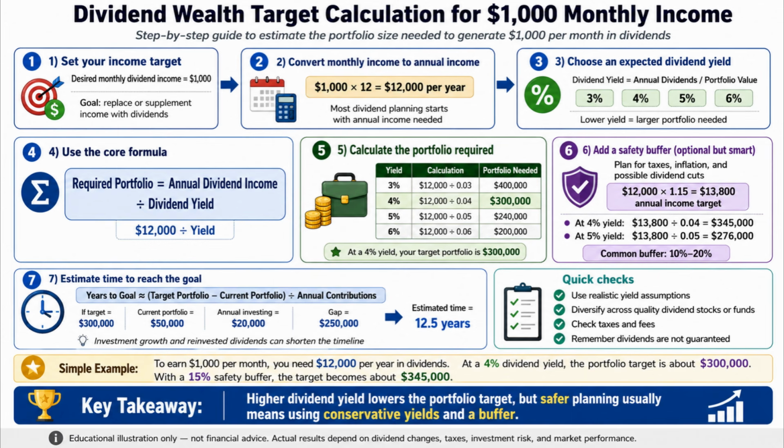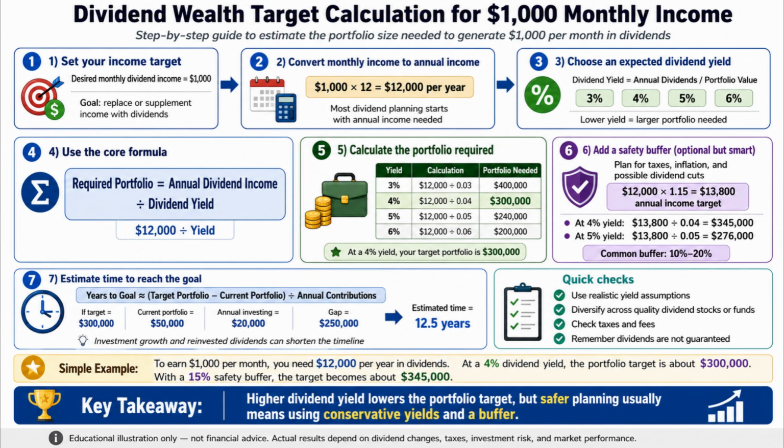First, start by setting your income target. In this example, the desired monthly dividend income is $1,000. This income can be used to replace part of your salary, support monthly bills, or create an additional passive income stream. Next, convert the monthly income target into annual income.